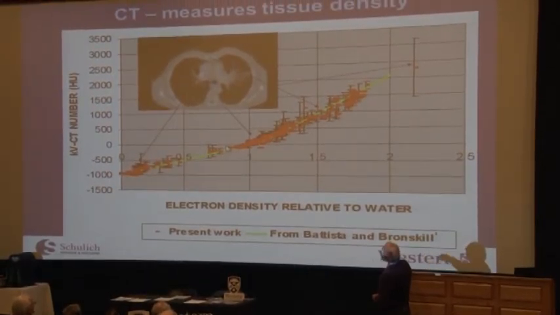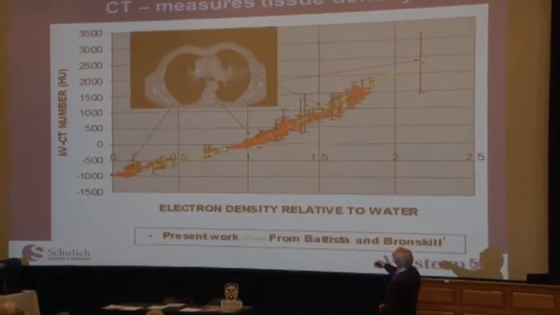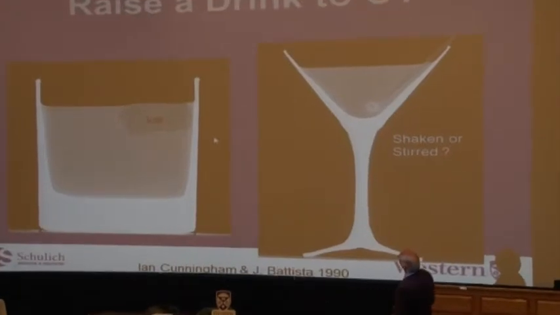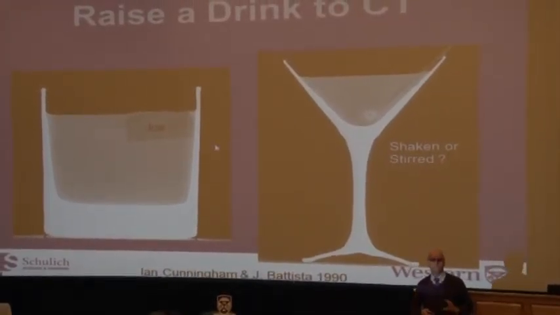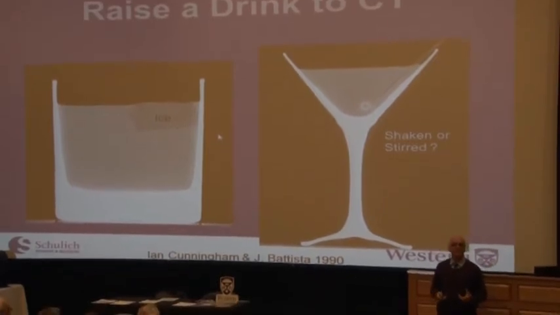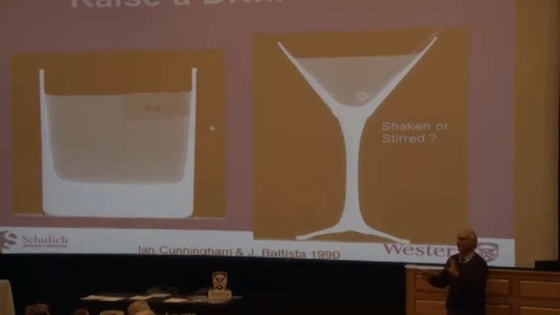And this is a map of some studies that we did where we mapped out electron density in people as a function of these CT numbers that come out of a scanner. And then just for fun one day, Dr. Ian Cunningham at the Robarts and myself decided, let's just see how good our CT scanner is. I wonder if it could image a martini. We didn't have the martini after.